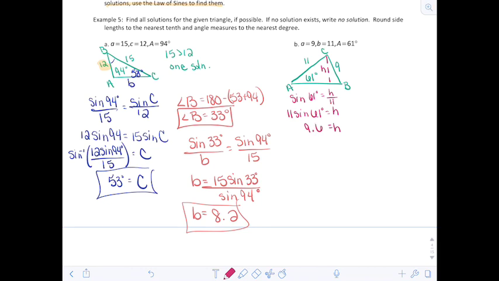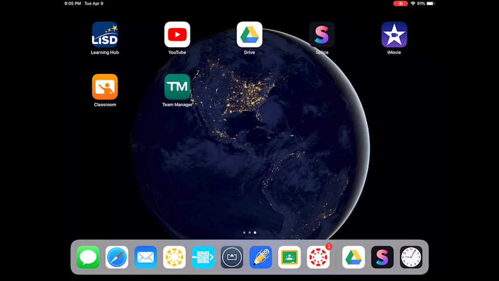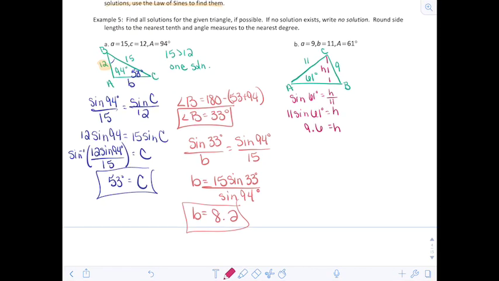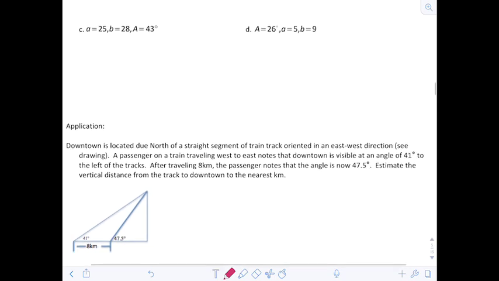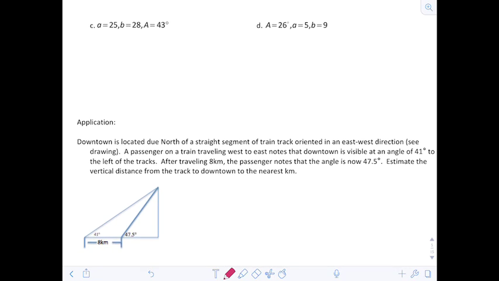So with it being 9.6, the height is actually longer than the other side, which means that it's not going to go all the way down and touch, so there's no solution. And we just kind of move on from there. All right, so we have a couple more. Let's look at example C.